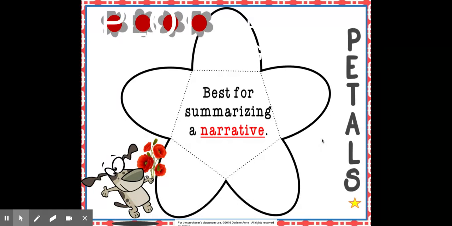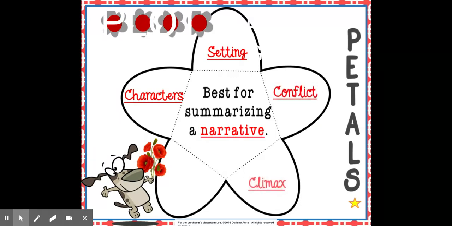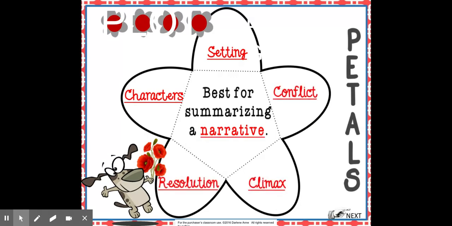And for your plot planning petals, for best summarizing a narrative, you're going to want to hit on the five parts of a story. You're going to want to hit on the characters, the setting, the conflict, the climax, and of course, the resolution. But again, if you spend too much time on any one of these parts, you're not summarizing, you're regurgitating the story. And ew, who wants to regurgitate a story? If I wanted to read the story, I would read the story.